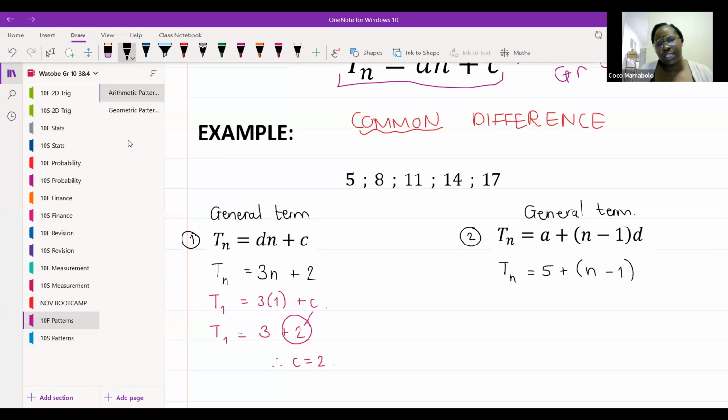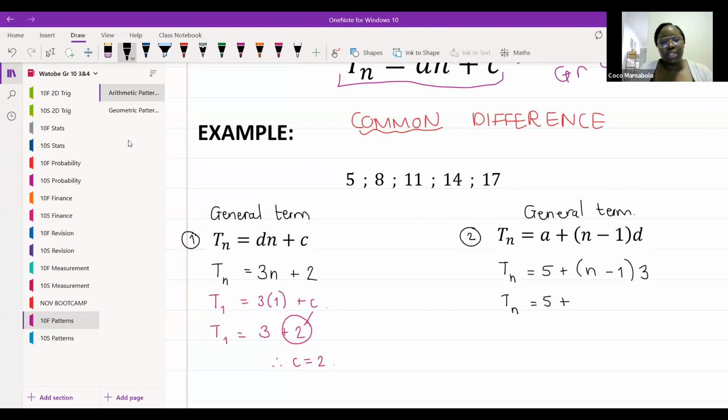What was my common difference again? Correct, Nakanya. Yes, good. It is 3, so I'm going to put 3 here. Right, now here's what we're going to do next. I'm going to go Tn is equal to 5 plus.